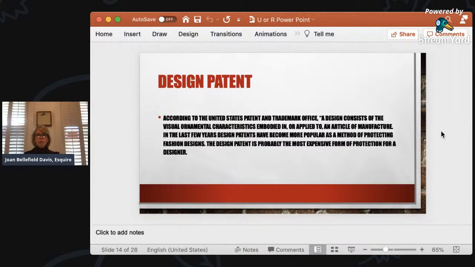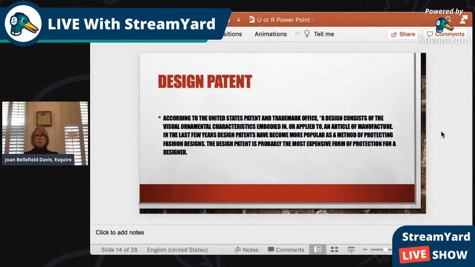The last area of intellectual property I'm going to talk about in the US are design patents. I have a lot of clients coming to me that don't know the difference between copyrights, trademarks, or patents. So that's one of the things I try to do is educate my clients initially, my fashion clients, about the differences so they understand. Usually in the US, the design patent is probably the most expensive form of intellectual property. It's going to cost more than registering a trademark or copyright registrations.